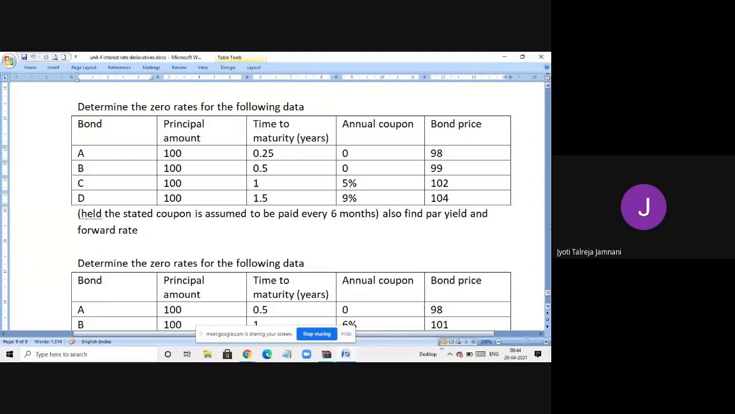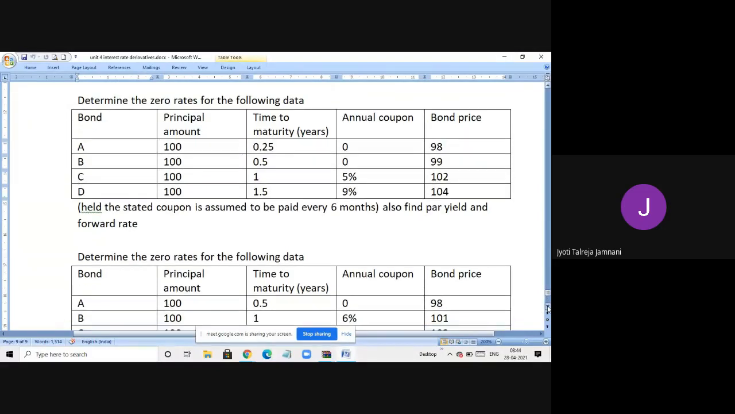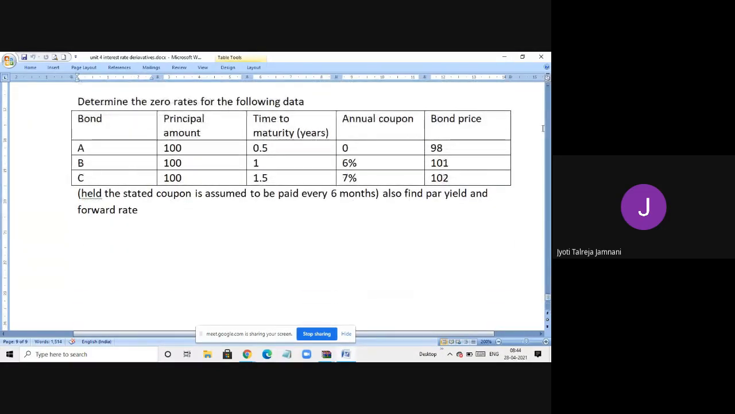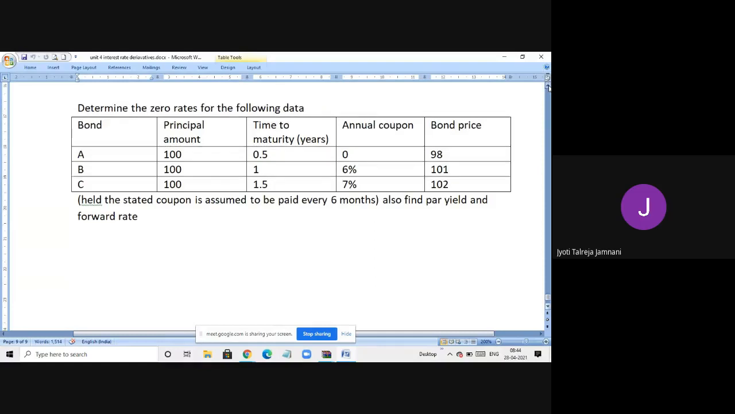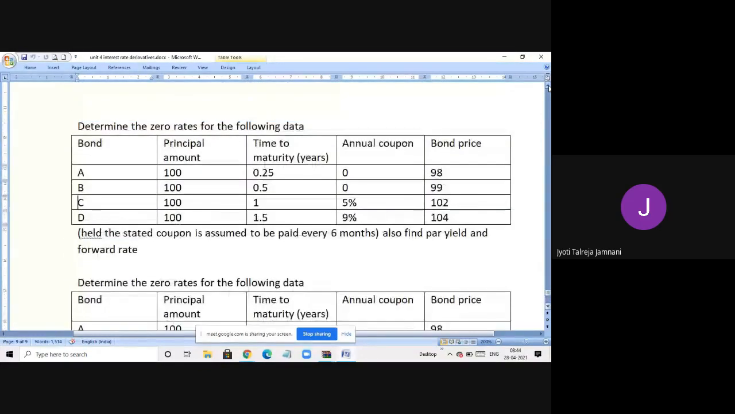Let's do this sum. We'll finish this one and then we'll go to the second sum that was remaining. Determine the zero rates from the following data. So let's start doing it for bond A.